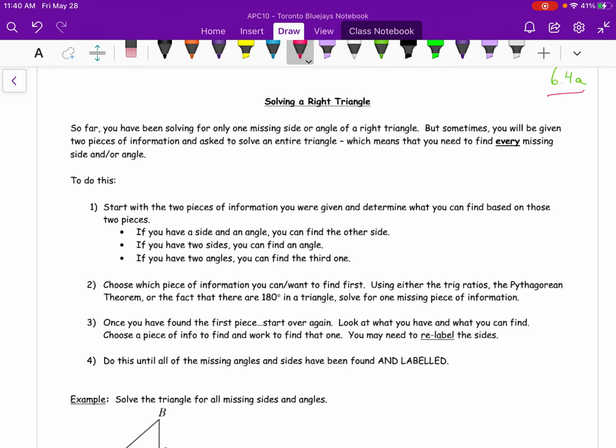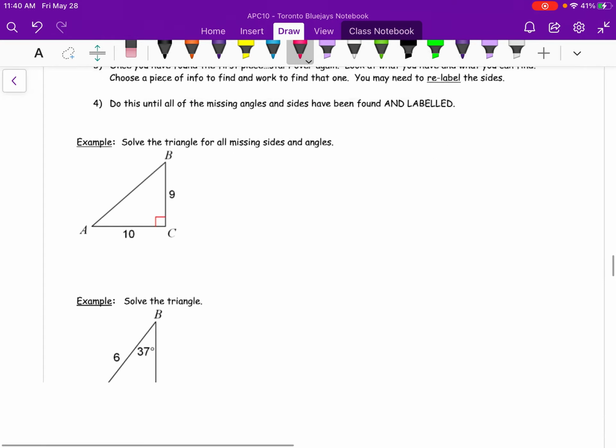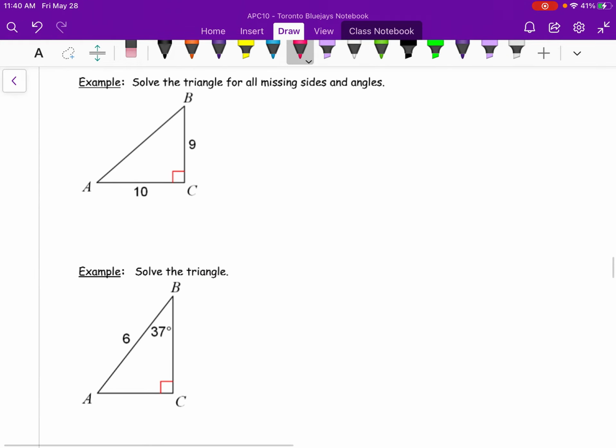Now, we're going to be solving right triangles. Really, solving a right triangle, we have this whole blurb of how to do it, but really, you just do it. When we solve a right triangle, it means solve every piece of information about it. There are 3 angles in a triangle and 3 sides, so that's what you need to find out. The good news is, since it's a right triangle, you know that one angle for sure is 90 degrees.